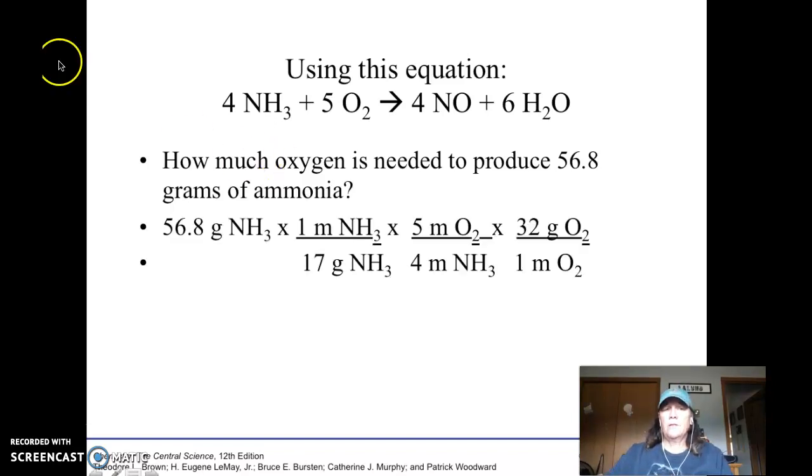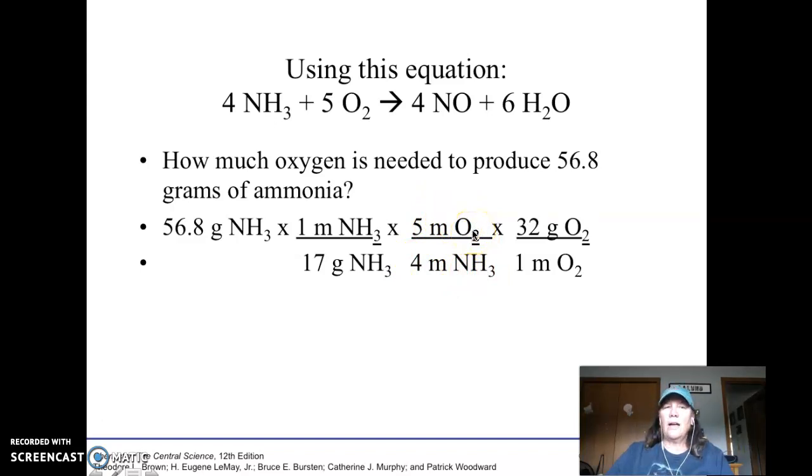All right, so again, start with what I know. 56.8 grams of ammonia. I have to get rid of grams and change it to moles. So 1 mole of ammonia is 17 grams, which is 1 nitrogen and 3 hydrogen added together. Now I got rid of grams of ammonia and I have moles. Now I do my mole ratio. Moles of ammonia, what I'm trying to get rid of, go on the bottom. Moles of oxygen, what I'm trying to find, go on top.